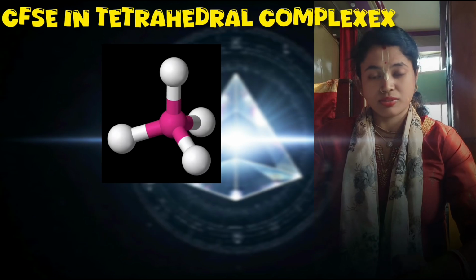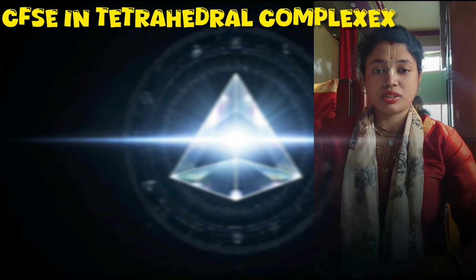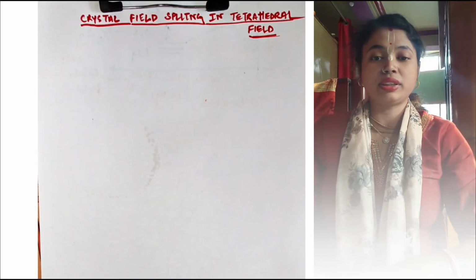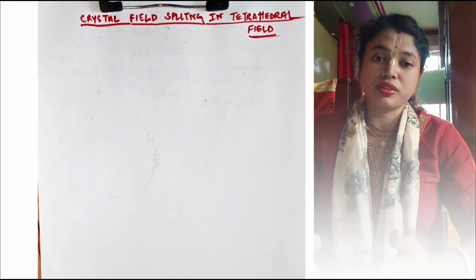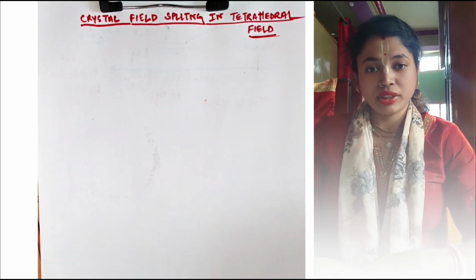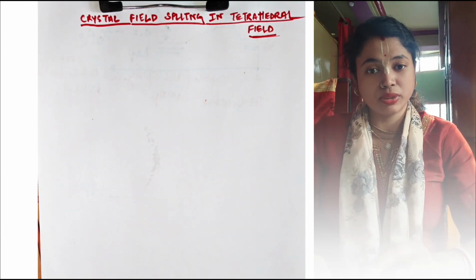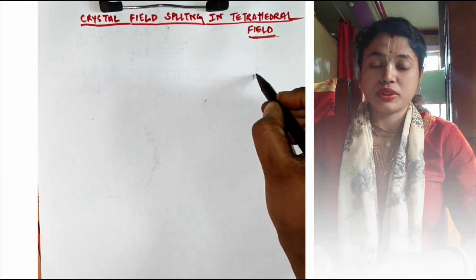So let me first draw the energy diagram to explain the same. In the octahedral field we talked about three-dimensional pictures, is it not? So here also we are talking about three-dimensional pictures of the coordination complex. The metal ion will be somewhat in the middle of the plane.